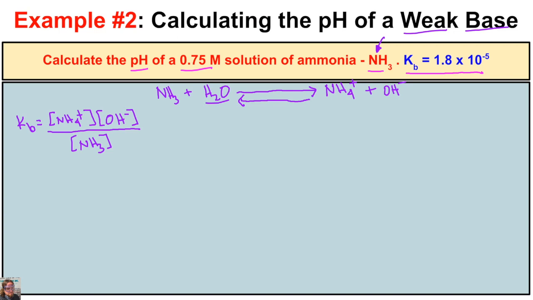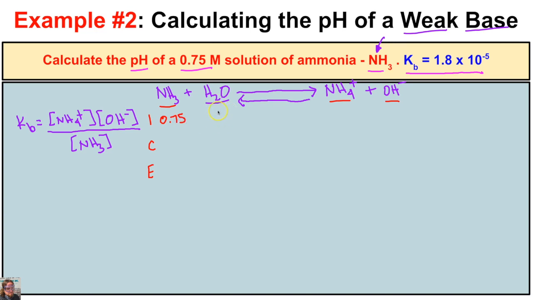And so what we now need to do is set up a little ICE table. What is an ICE table? I stands for the initial concentration, C stands for the change in concentration, and E stands for the equilibrium concentration of these three substances that we see right here. So if we take a look, the initial concentration of NH3 is 0.75 molar.